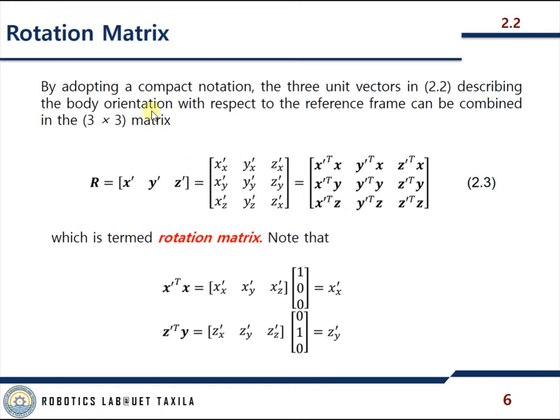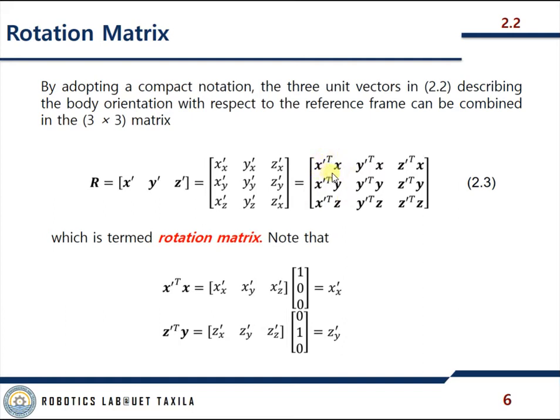Okay. So by adopting a compact notation, the three unit vectors in the previously described equation 2.2, which describe the body orientation with respect to the reference frame, can be combined in a 3 cross 3 matrix. So x bar, y bar, z bar. We put these unit vectors here, here, here, and we write it like this.